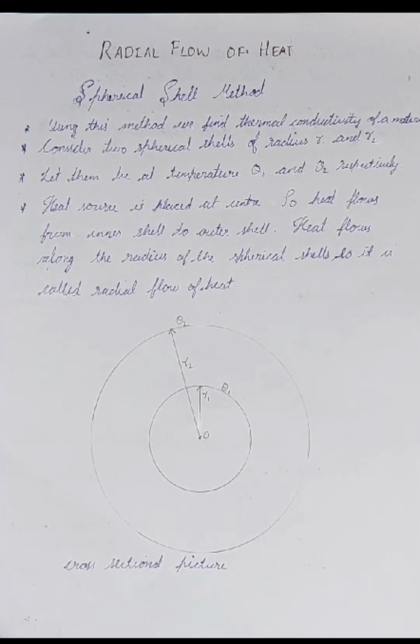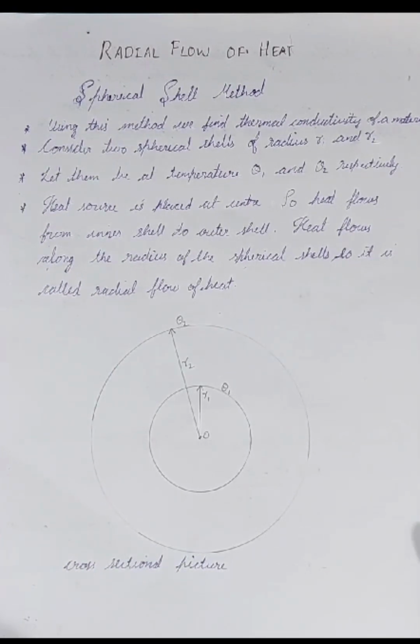Today I am here with the topic Spherical Shell Method. It is an example of radial flow of heat. Using this method we find thermal conductivity of a material. So for that consider two spherical shells of radius r1 and r2. Let them be at temperature θ1 and θ2 respectively.